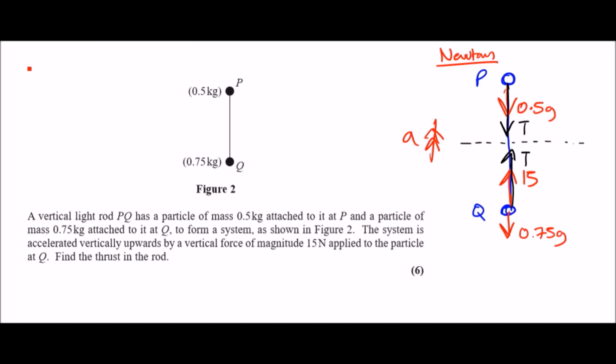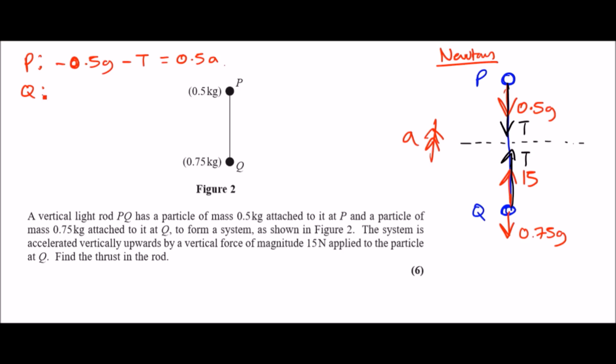I'm going to use red, and I'm going to work in this top left corner. So resolving at P, in the direction of the acceleration, so upwards, we're going to have firstly, where there's no positive value, minus 0.5g, minus T, and this is going to equal mass times acceleration, so 0.5 times a.